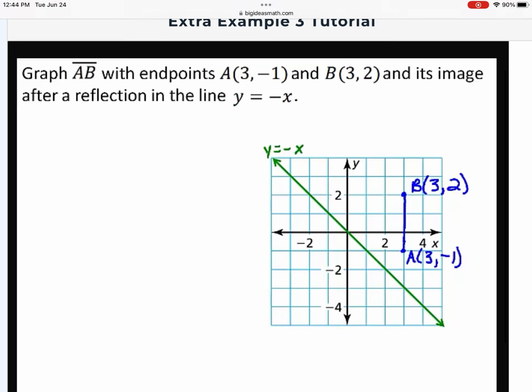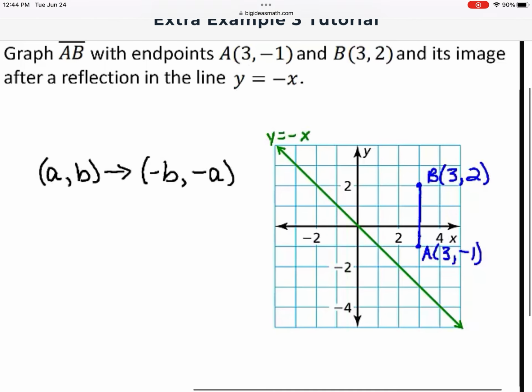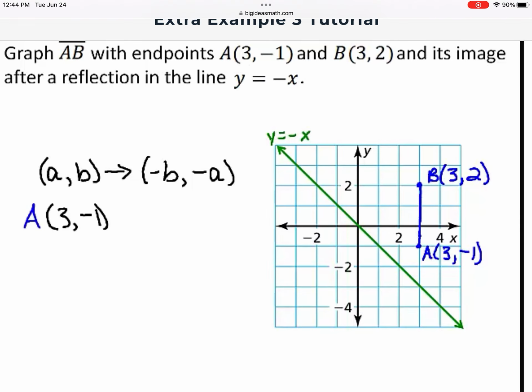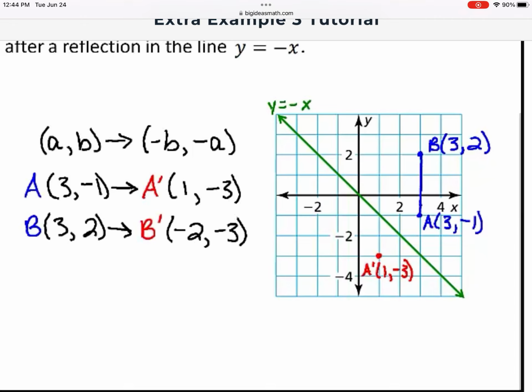If the point (a, b) is reflected in the line y equals -x, then its image is the point (-b, -a). The coordinates of A are (3, -1). So here 3 is a and -1 is b. The negative of -1 is +1, and the negative of 3 is -3. So A(3, -1) maps to A'(1, -3). Similarly, B(3, 2) maps to B'(-2, -3). To complete the graph of the image, draw a line segment connecting A' and B'.